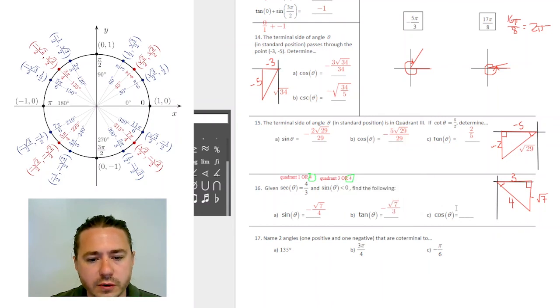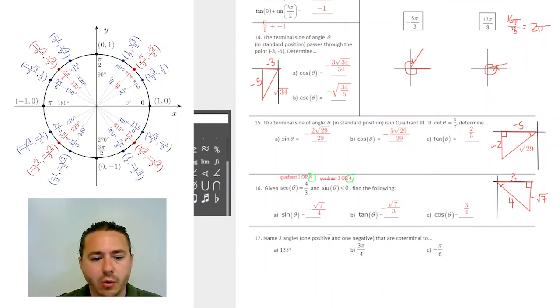And then cosine is adjacent over hypotenuse. It's going to be 3/4. It should just be the reciprocal of secant, which was actually given here. But it's nice to see that confirmed with our diagram. Okay, yeah, there we go.